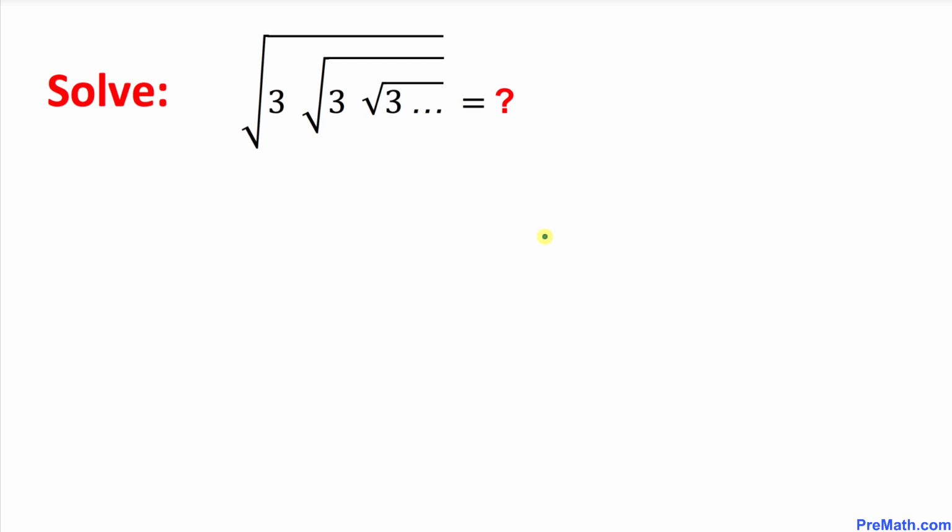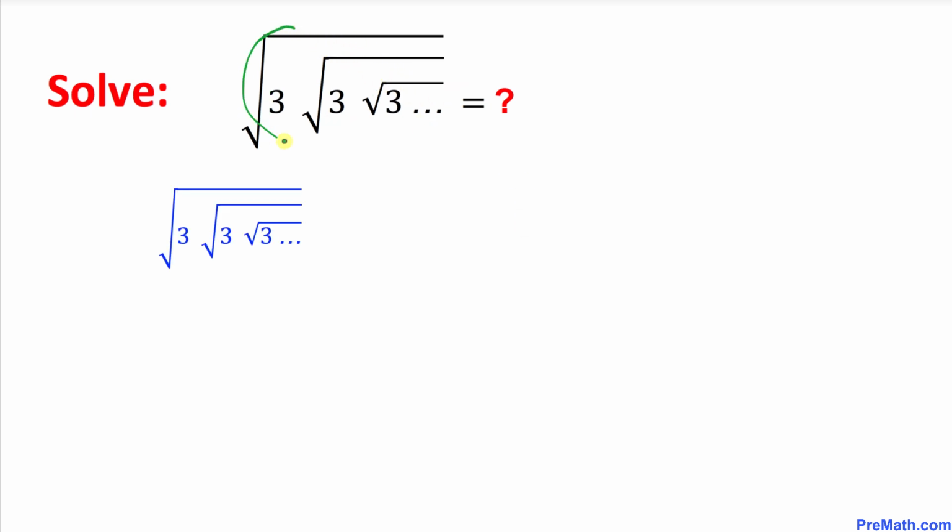Welcome to Premath. In this video tutorial, we are going to solve this given nested radical problem. And as you can see in this problem, we got a radical of 3 and then we got another radical of 3 inside that one, and once again radical of 3, and the list goes on and on and on. So let's go ahead and get started with the solution.